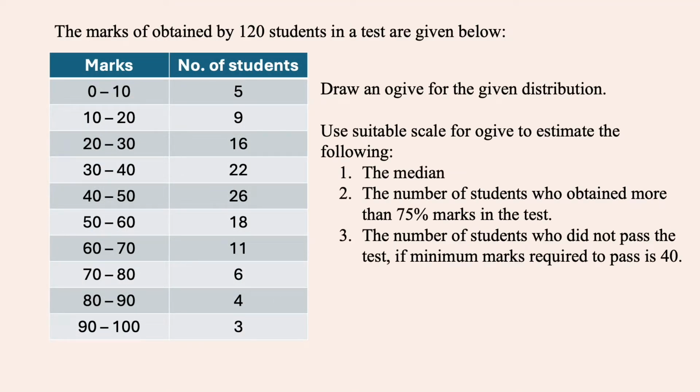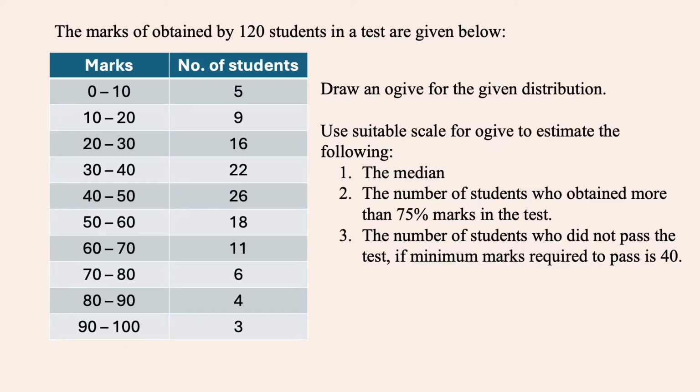The question says the marks obtained by 120 students in a test are given below. So there is a grouped data given for 120 students and their marks in an exam. The question is to draw an ogive for the given distribution and then use a suitable scale for the ogive to estimate the following things.